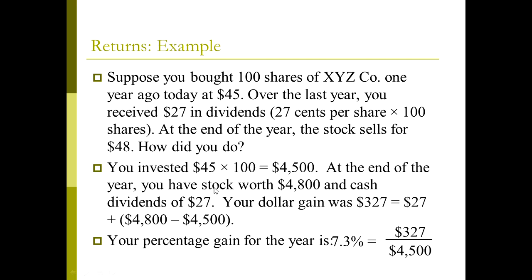At the end of the year, the stock is worth $4,800, and you also get the cash dividends of $27. So your total dollar gain was $327, which is $27 dividends plus the change in the price, which is $300. What is your percentage return? The percentage return will be your total profits divided by your initial investment, the beginning price, $4,500, which is 7.3%.